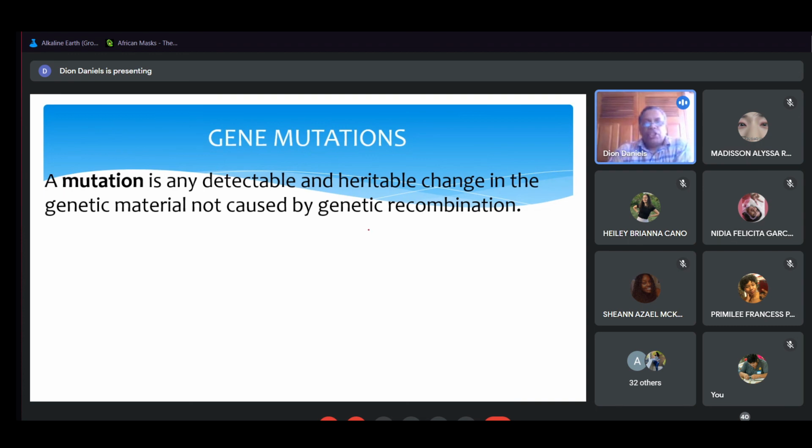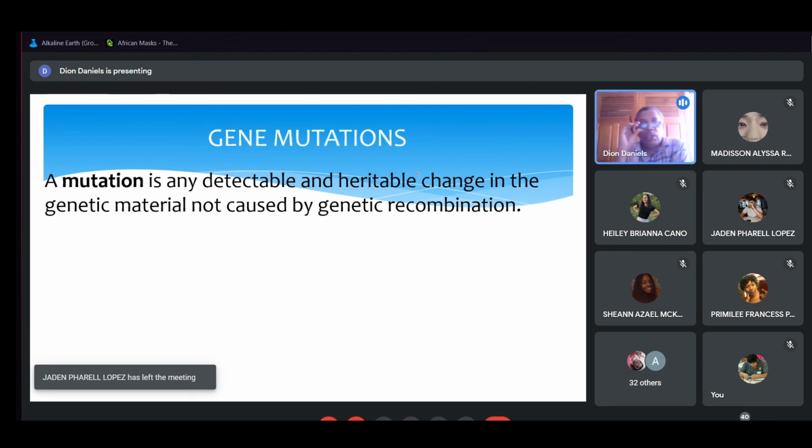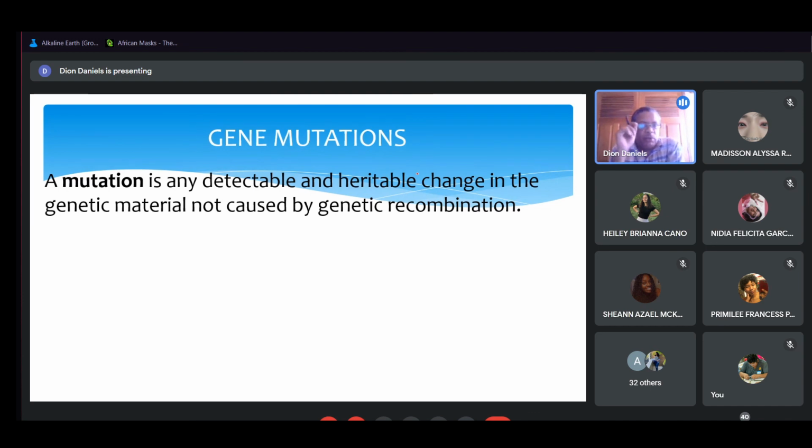All right, gene mutations. So we will focus on the first agent of evolutionary change, which is mutation. Gene mutations. A mutation is any detectable and heritable change in the genetic material not caused by genetic recombination.